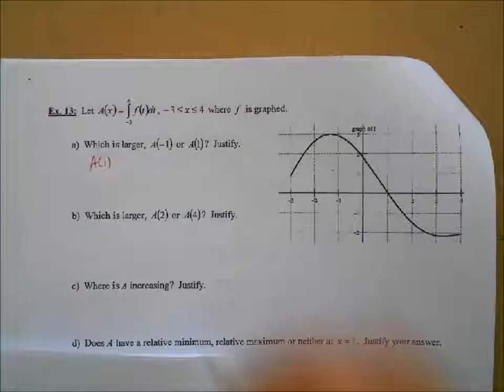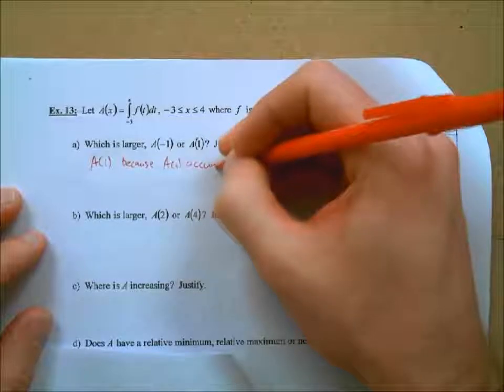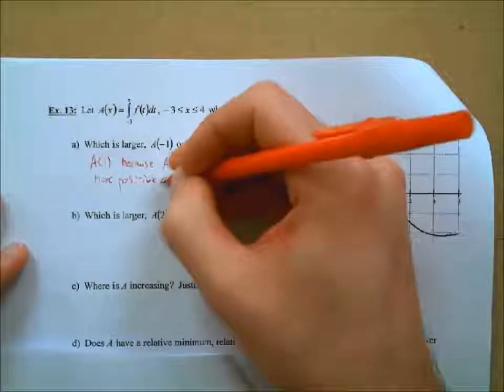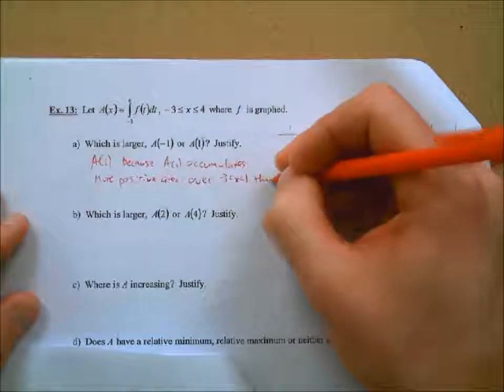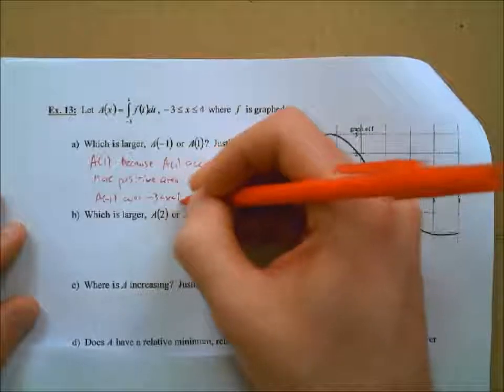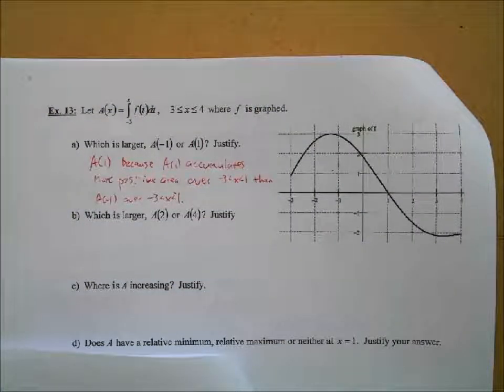And again, for my justification, here's what I'm going to say. Because A of 1 accumulates more positive area over -3 less than x less than 1 than A of -1 over -3 less than x less than -1. Okay. I think it's sufficient. I think it's pretty sufficient there, because it gives a good enough description. If there's a more succinct way of saying it, there might be, but that's what I would say there.